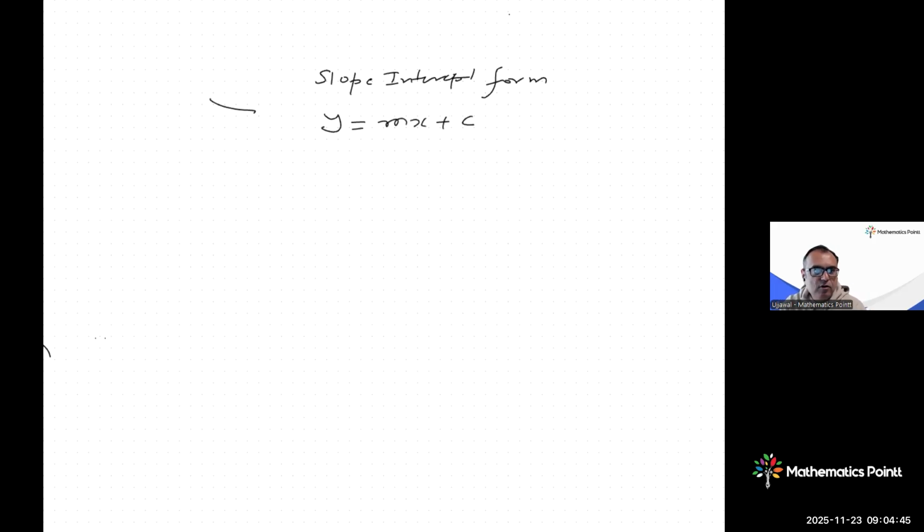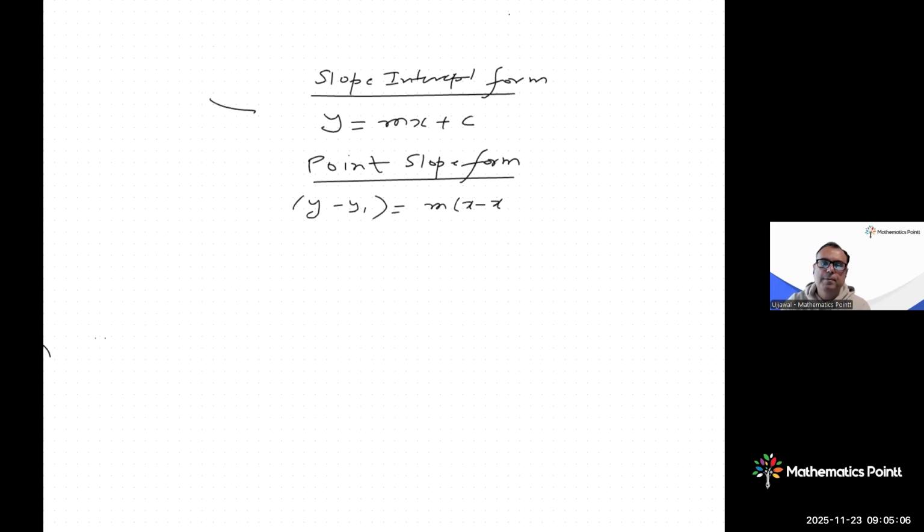And the second form that we learned, which was quite new to a lot of people, was the point slope form. That was y take away y1 equals m times x take away x1. Now today, we will deep dive a bit more into straight lines, and see how different straight lines behave in different scenarios.